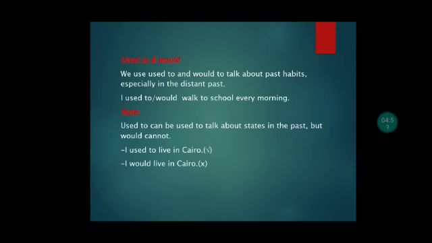What is the difference between used to and would? We use used to and would to talk about past habits, especially in the distant past. Let's have an example. I used to walk to school every morning. It was my habit, I mean, but now I no longer walk to school. I can also say I would walk to school every morning.